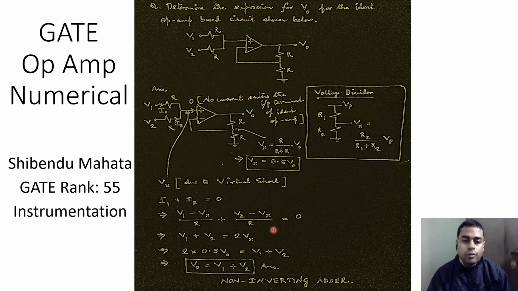So this is that formulation, and we can go ahead with the substitution of Vx with 0.5 V0 and determine the value of the output voltage as V1 plus V2. So this output voltage is the sum of the two input voltages, and there is no polarity inversion here, and so this is an adder or a summer circuit which is non-inverting in nature.